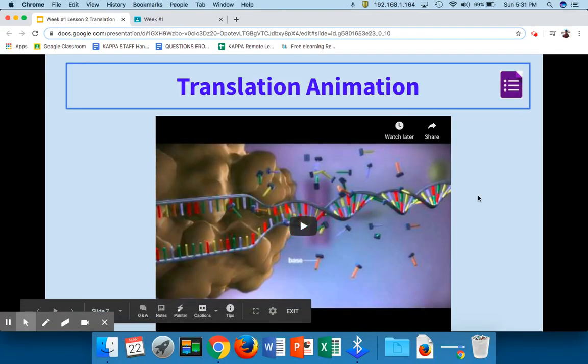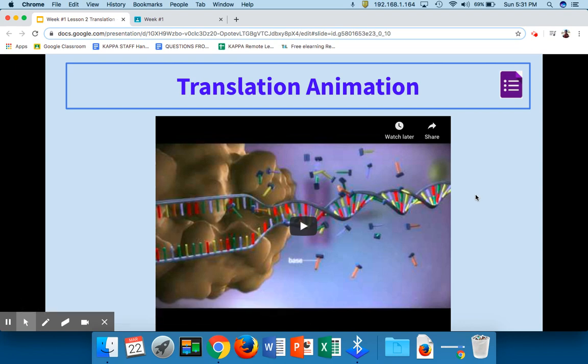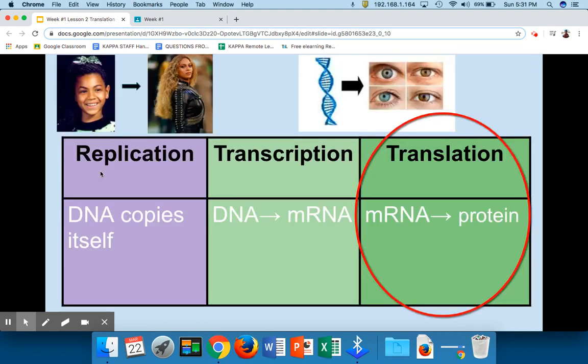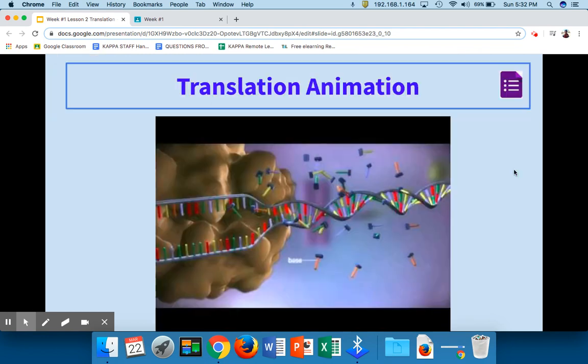All right, so that was our animation for transcription and translation. So that was both of them combined. And we see at the end that translation creates a chain of amino acids. Now, if we said back here that translation is responsible for making proteins, why are amino acids being put together? That's because amino acids are the building blocks of proteins, if you remember that from our previous unit.